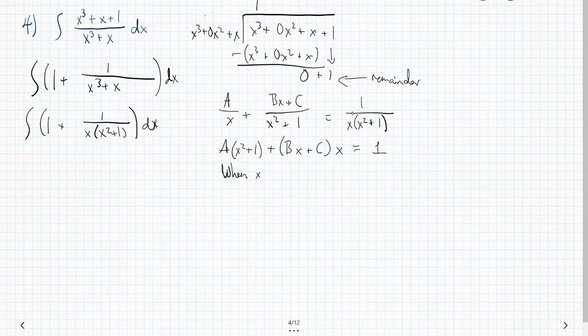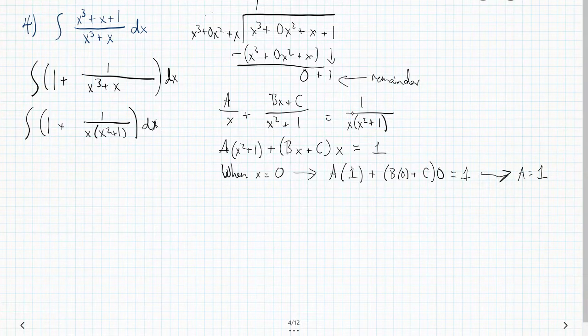When x equals 0, what do we get? Well, notice the second part, you'd have 0 times bx plus c, so that makes that whole thing 0. So you get a times 1 plus b times 0 plus c times 0, as I mentioned before, and then that equals 1. So what this means then is that a equals 1.